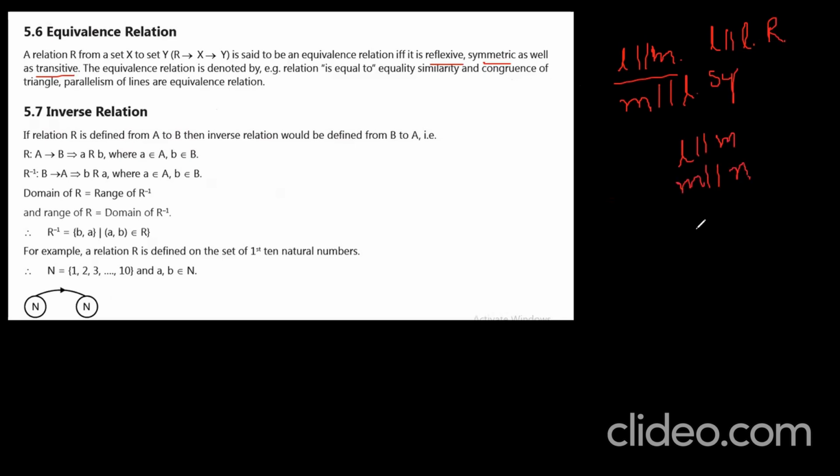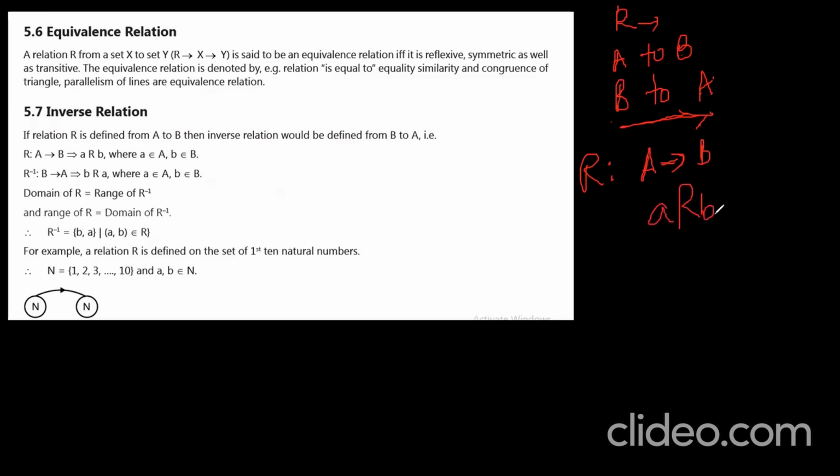That is equal to equality, similarity, congruence of a triangle, parallelism of lines or equivalence. L is parallel to M. Reflexive: L is parallel to L. And symmetric: L is parallel to M, M is parallel to L. This is symmetric. This is reflexive. L is parallel to M, M is parallel to N, then L is parallel to N. This is transitive. Like this we can say different types of relations, equivalence relation.